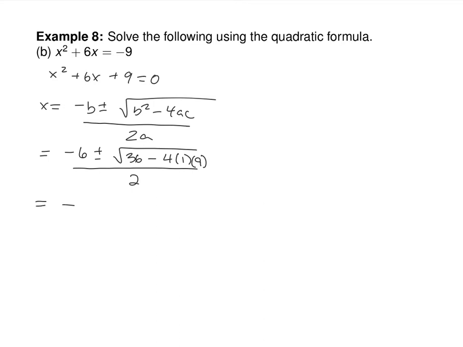What number do you get inside that square root sign? 0. Okay, so -6 plus 0 is still -6, right? -6 minus 0 is still -6, right? How many answers do we get this time? Just 1.